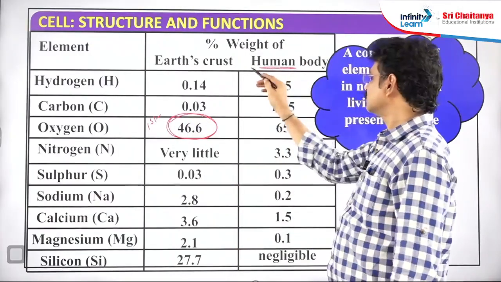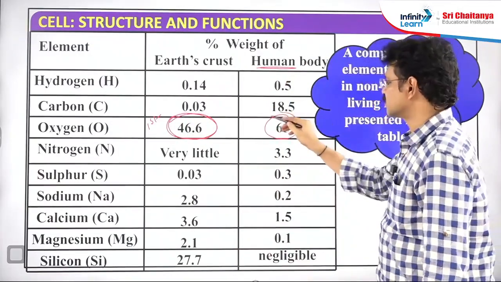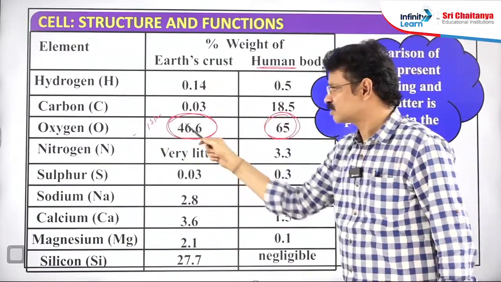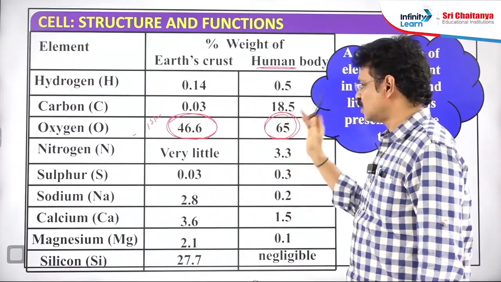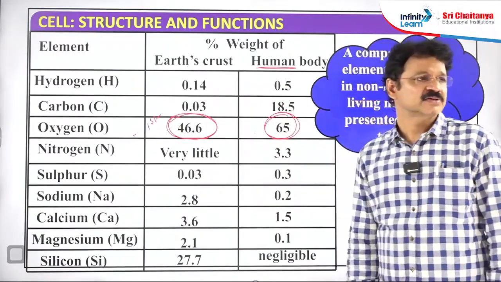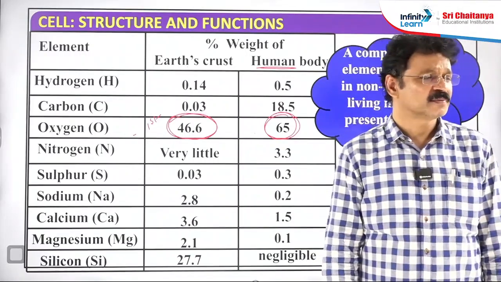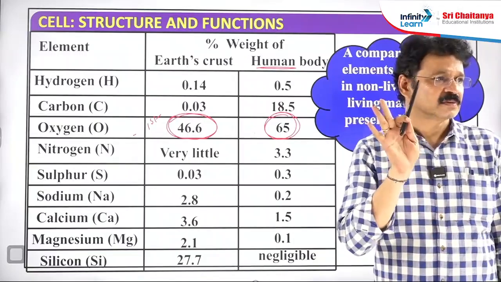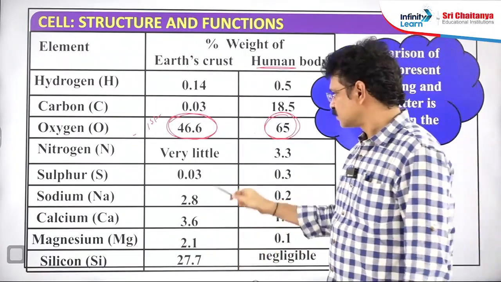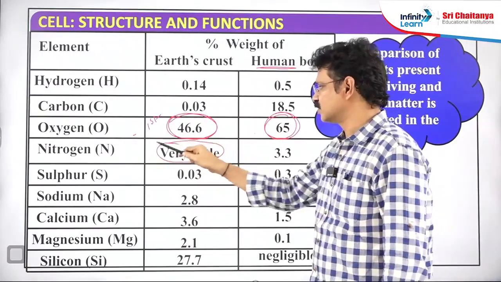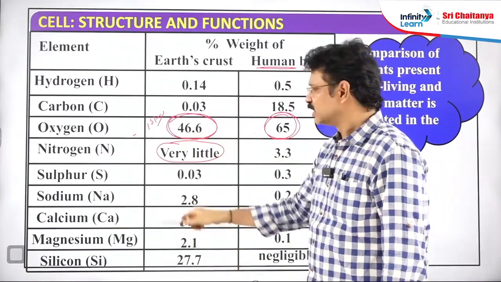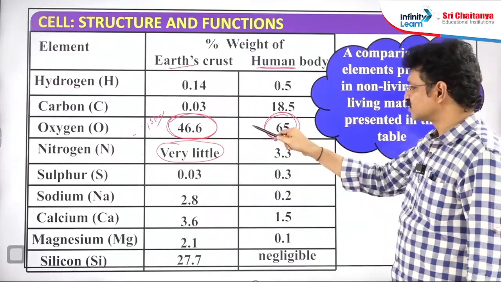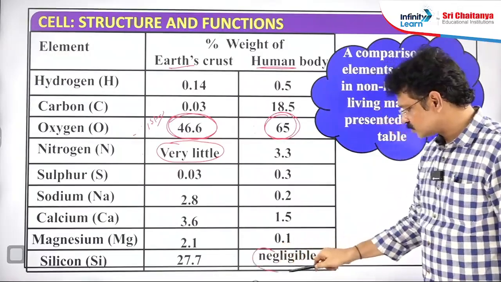Whereas in human body, oxygen is also in first place. 2 questions completed. Abundant chemical in earth crust, oxygen. In human body is also oxygen. Next, question number 3. What is the chemical compound that is negligible or least in amount in earth crust? Very little amount in earth crust, nitrogen. Highest amount, oxygen. Least or negligible amount, nitrogen in earth. Whereas in human body, highest oxygen, least or negligible amount, silicon.